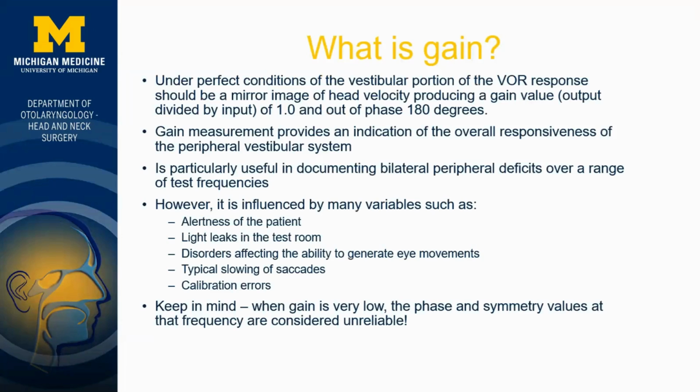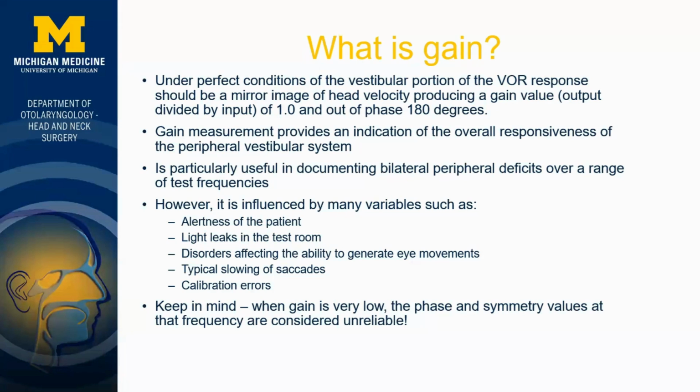So what is gain? Gain is probably the easiest thing to understand in rotary chair. Gain is the amount of eye movement, the amount of nystagmus that you generate, and it provides an indication of the overall responsiveness of the peripheral vestibular system. It's particularly useful in documenting bilateral deficits over a range of test frequencies. So it's important when they're doing physical therapy to know, do they have a return to normal gain at faster speeds? So when they are truly moving their head at quick speeds, are they able to use the VOR?